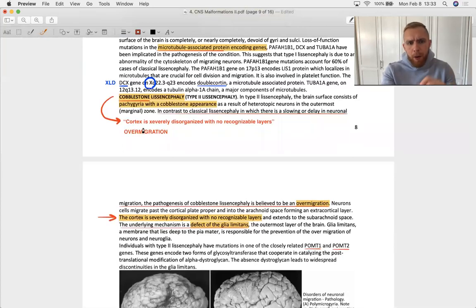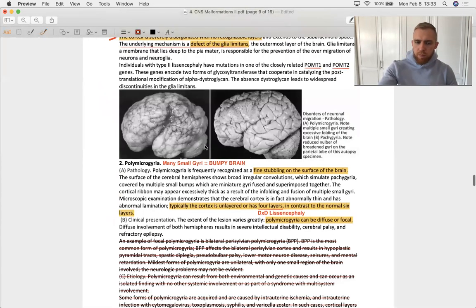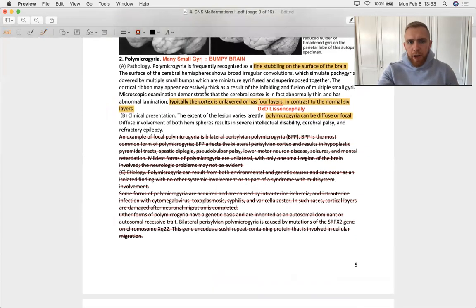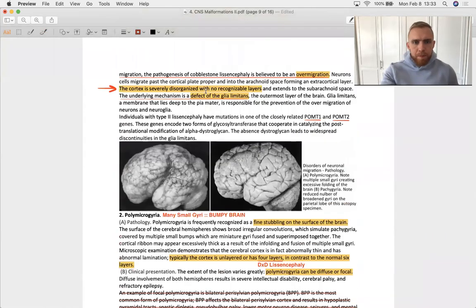So the way to tell them apart is to biopsy the brain and take a look at the cortex under a microscope. And what you see in cobblestone lissencephaly is that, quote, the cortex is severely disorganized with no recognizable layers, versus polymicrogyria, quote, typically the cortex is unlayered or has 4 layers in contrast to the normal 6 layers. So if they want you to really tell the difference between the 2, that's the only real difference between them that I can put into words.